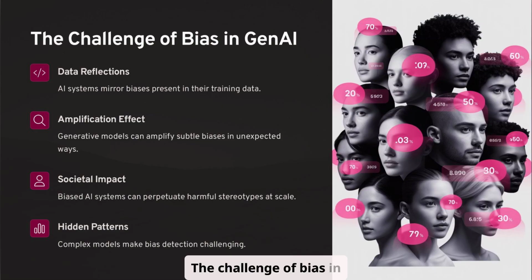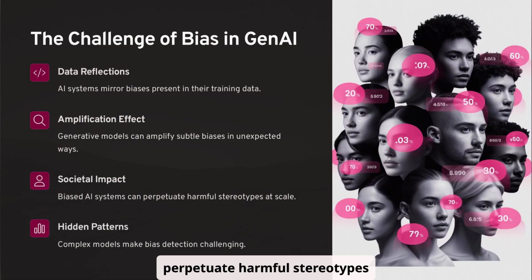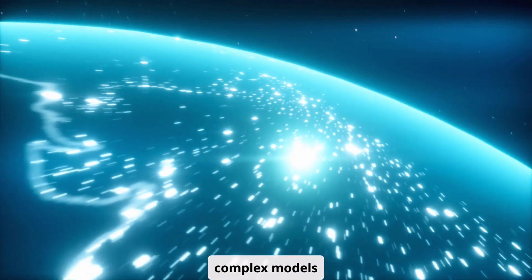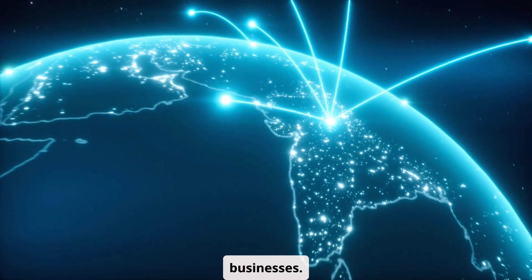The challenge of bias in generative AI is significant. These systems learn from vast data sets, inevitably reflecting existing societal biases. Crucially, generative models can amplify these subtle biases, leading to outputs that perpetuate harmful stereotypes and have real-world societal impact. Detecting these hidden patterns within complex models presents a unique technical and organizational challenge for businesses.